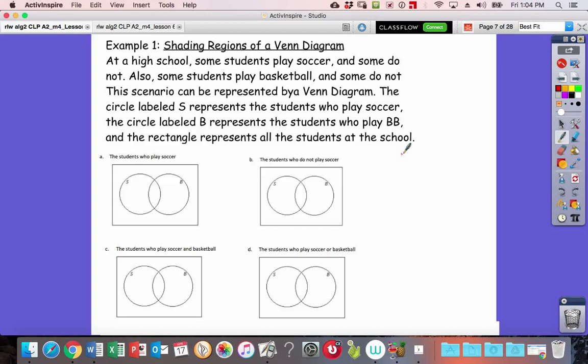Okay, the other thing that we do with Venn diagrams is we will go and shade particular regions to point out things. In this example, they're going to use the big S as students that play soccer, the big B as students that play basketball, and then this rectangle represents all the students in the school. Okay, so they want to say, can you come in here and shade the correct regions? The students who play soccer would be everybody in the S.